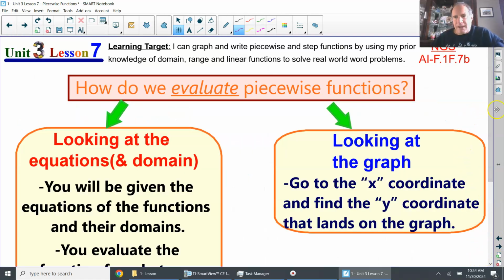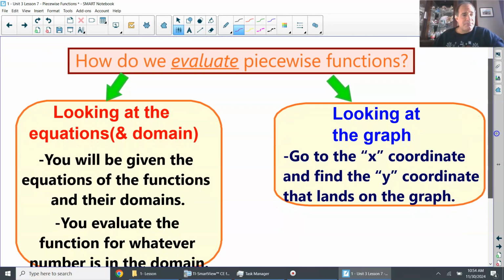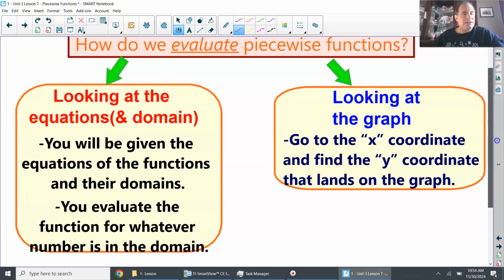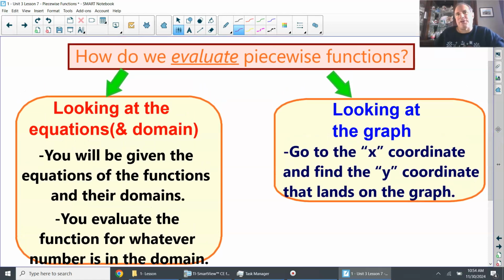Okay, how do we evaluate piecewise functions, though? We know how to graph them, but we don't know how to evaluate them yet. Well, it's kind of like in reverse. They're going to give you the graphs, and you're going to have to pick the equations out. How do we evaluate? Looking at the equations and the domain, you'll be given the equations for the functions and the domains. You'll evaluate whatever the function for whatever number is in the domain. You have to look at the graph, go to the x-coordinate, find the y-coordinate that lands on the graph. Let's get to it.